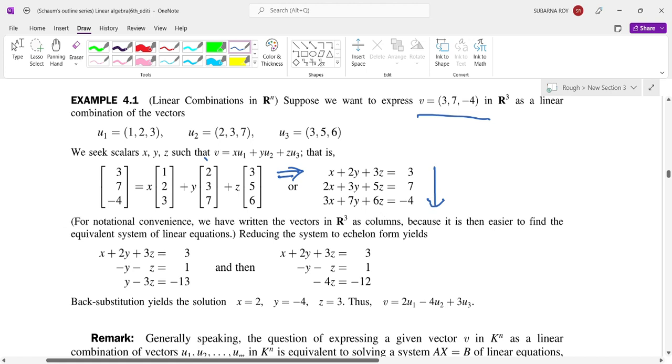So clearly, if we apply the Gauss elimination method, first you eliminate the x term from these two equations, then we get a new system. From the last equation you have to eliminate the y term, then we get this equation, and from this you can simply find the solution, that is x equal to 2, y equal to -4 and z equal to 3. So V can be written as 2 into U1 minus 4 into U2 plus 3 into U3. So we can find x, y, z from this system, and we can say now that V can be expressed as a linear combination of these.